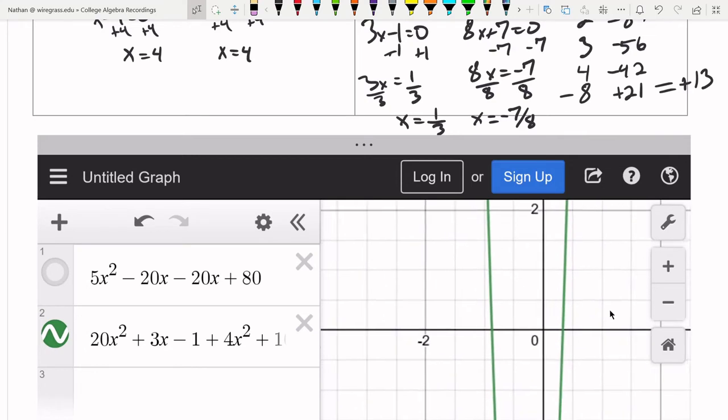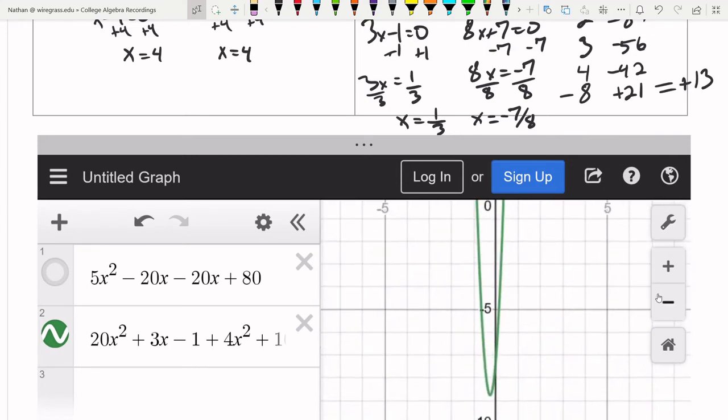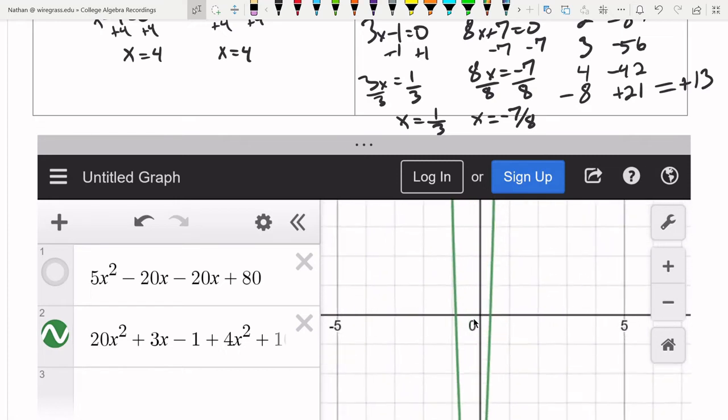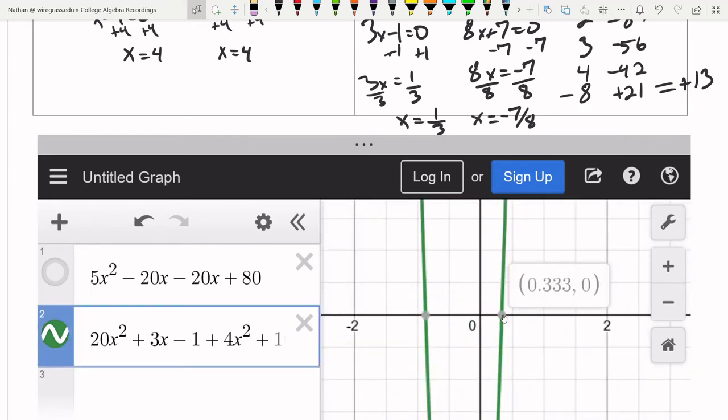Okay, for the next one, we have this quadratic, quite sharp, like that. And looking at the solutions, we get, that's the same thing as 1/3, which is what we found. And this, if you plug it into a calculator, negative 7/8, yeah, is negative 0.875. So that is also true.